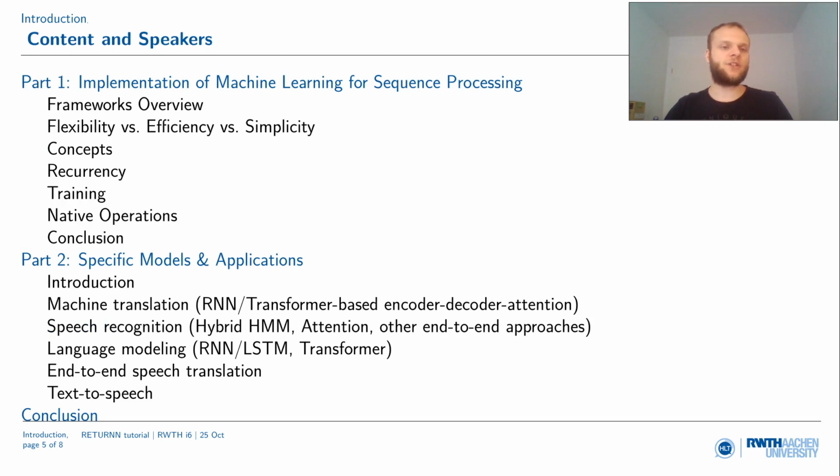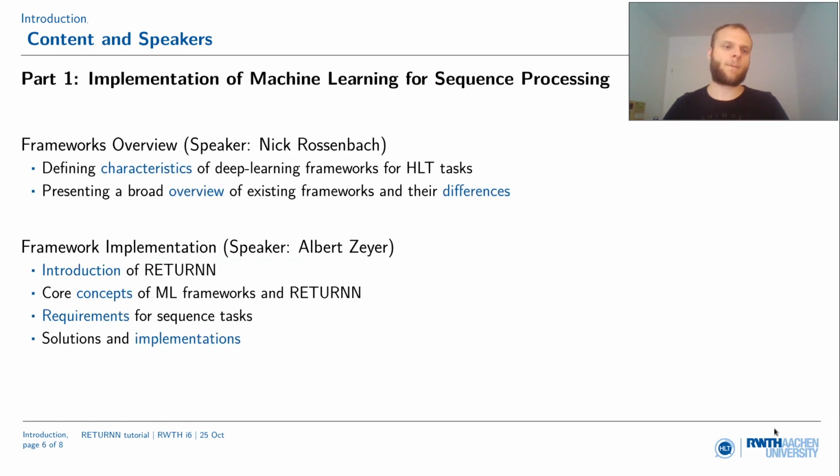The tutorial is split into two parts. The first part is about the general implementation details of machine learning for sequence processing, and the second part will be about the specific model applications. Each of these two sessions will be roughly 70 minutes, and after that we will have a question and answer session each. The first part, implementation of machine learning for sequence processing, will start with the frameworks overview.